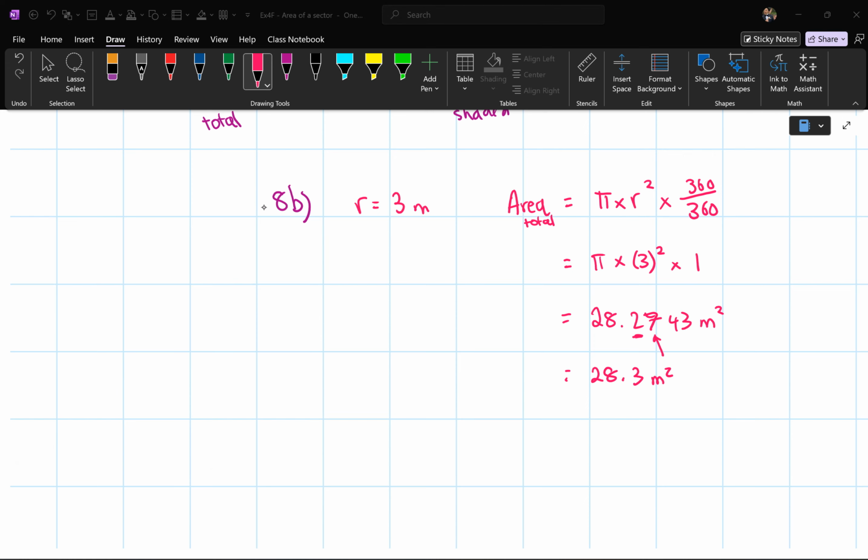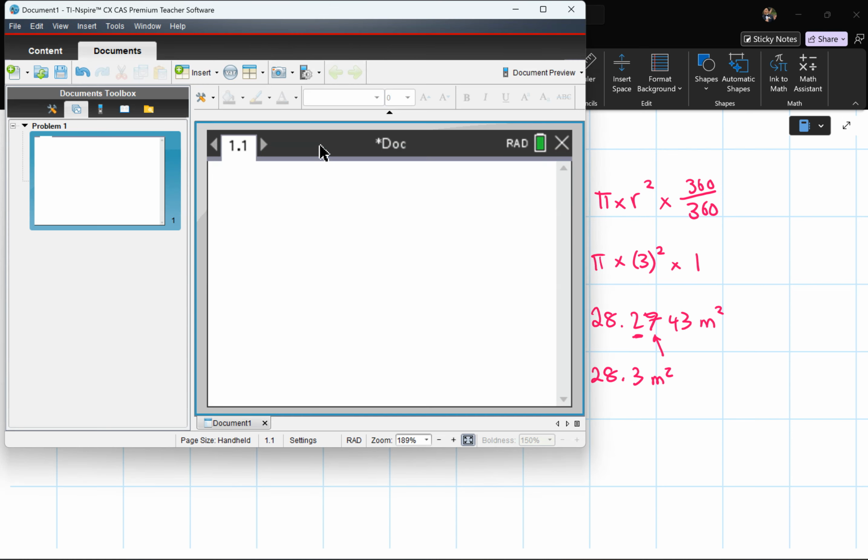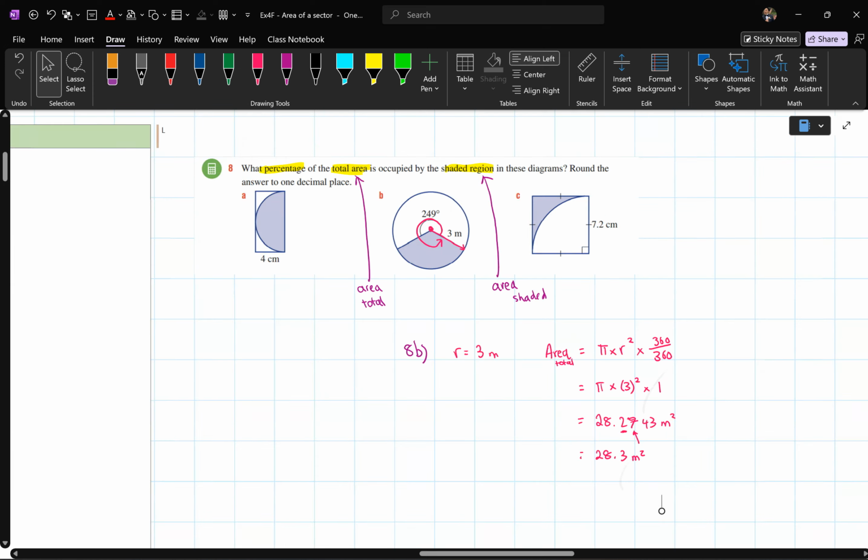Now, if you have one of these senior calculators, I could have typed it all in one go. I could have done pi multiplied by 3 squared, and then multiplied by 360 on 360. So with a senior calculator, you can actually type fractions, and you can see it comes out the same answer. Okay? All right. So now I've got the total area.